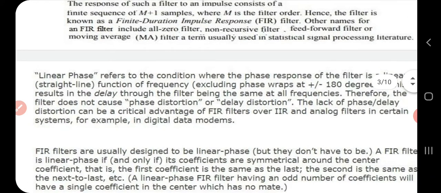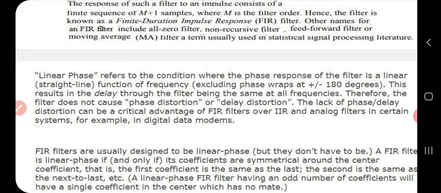Now, what does the name linear phase refer to? As per the name itself, it is clear that the phase response of the filter is linear. That is called a linear phase filter. That is, the phase response of the filter is a linear function of frequency. This will result in a delay of the signal when it passes through the filter, and that delay will be the same at all frequencies. That is why we say that the phase response of the filter is a linear function of frequency, that is, it will be a straight line.